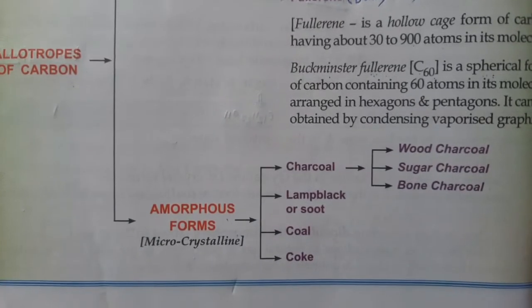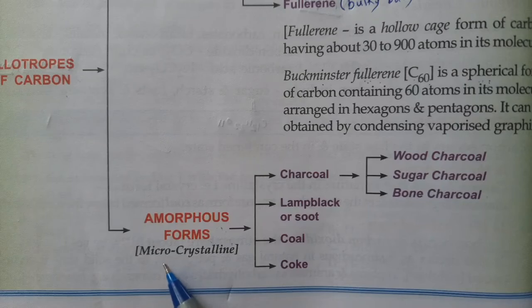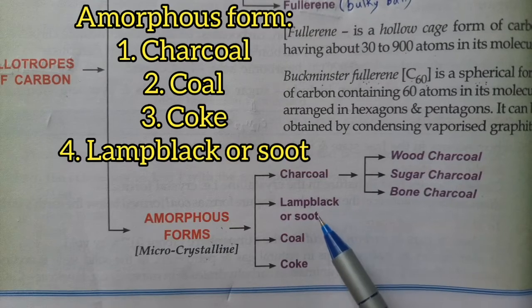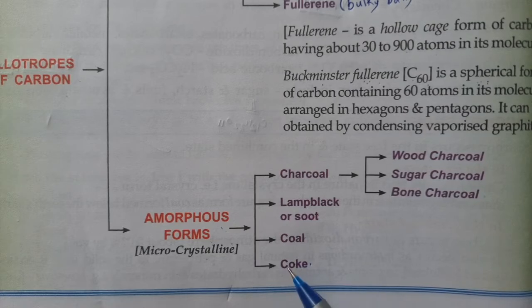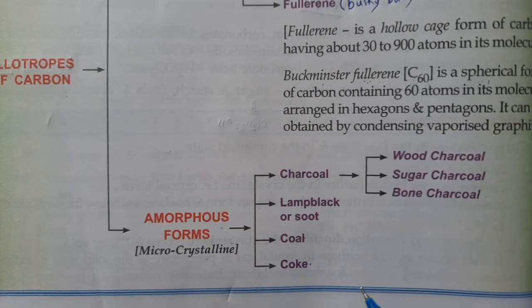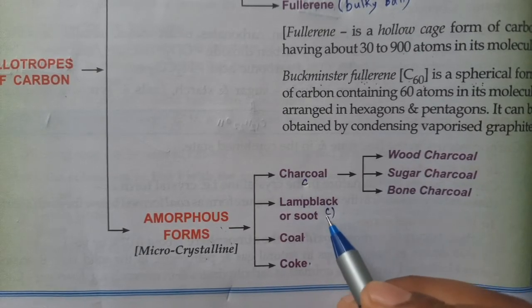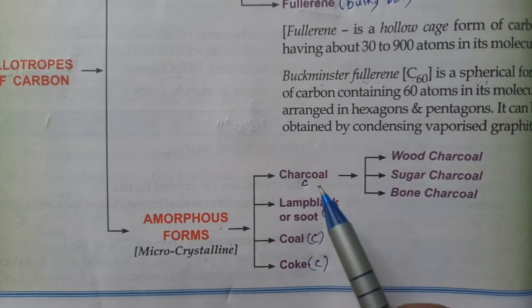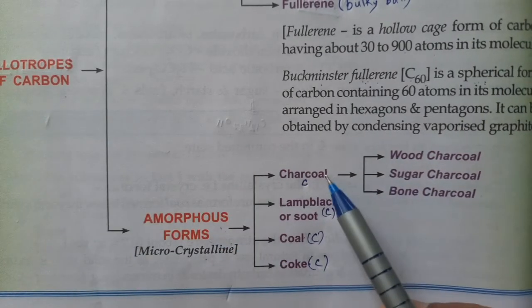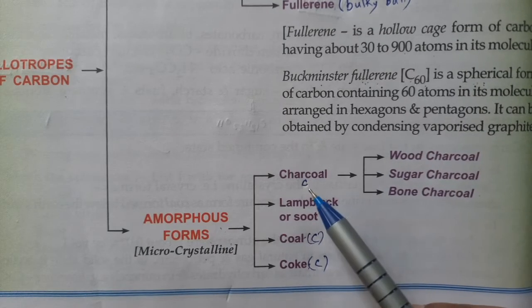Now we go to the amorphous form, students. The amorphous form of carbon is also known by the name microcrystalline form, and those are charcoal, lamp black, also known by the name soot, coal and coke. And this is not Coca-Cola. This is an allotrope of carbon called coke, and all of their symbol is C. The symbol of charcoal is C, lamp black or soot is C, coal is C, and coke is also C. Suppose I am Vikas sir. This is your footballer, this is your cricketer, this is your singer, this is your teacher. Inside all of those I am present.